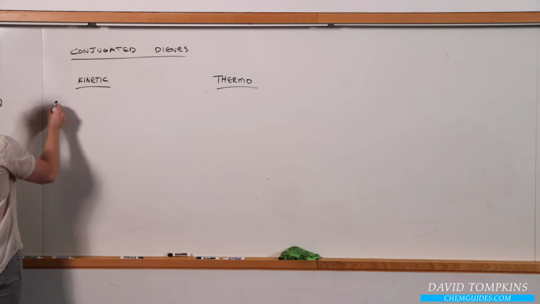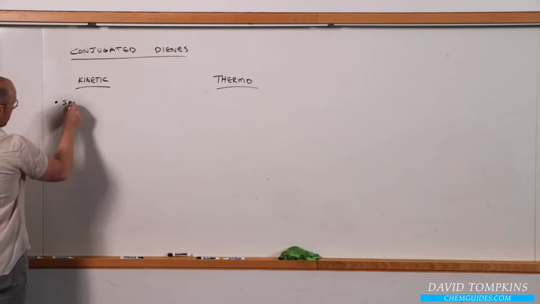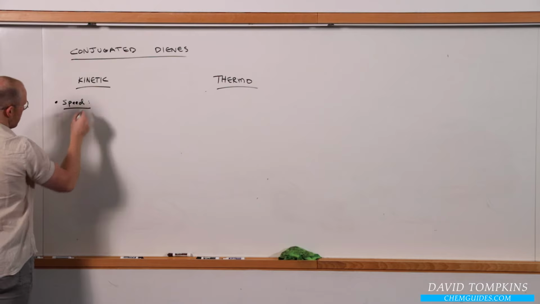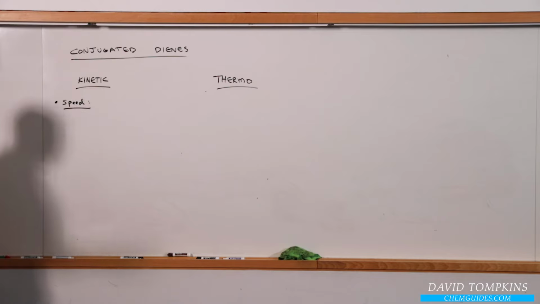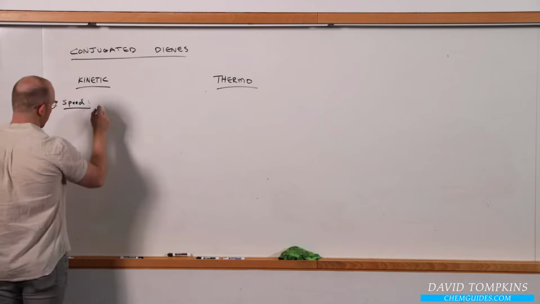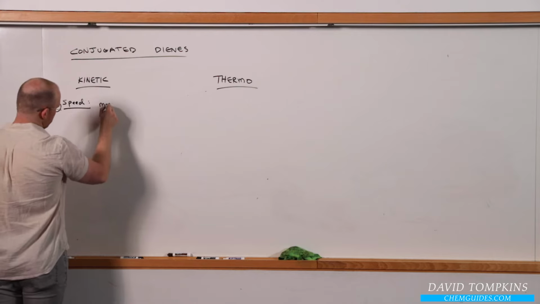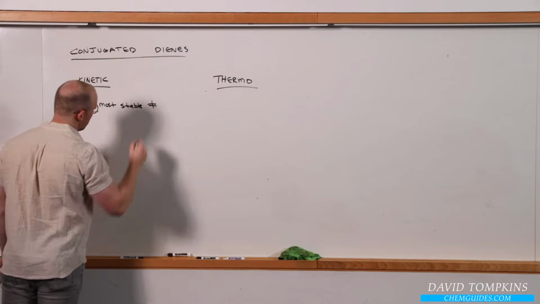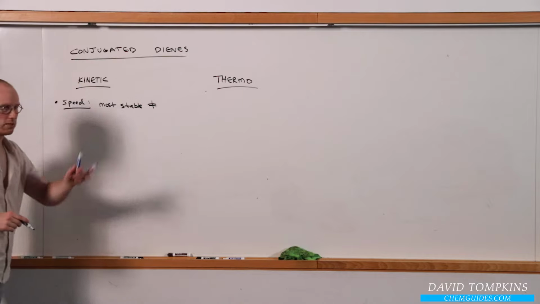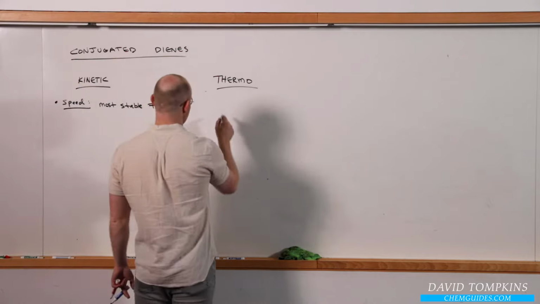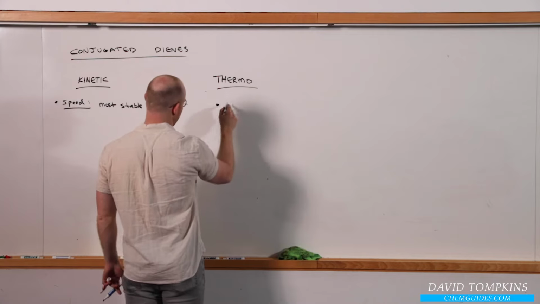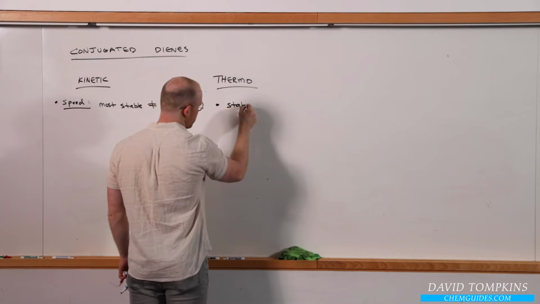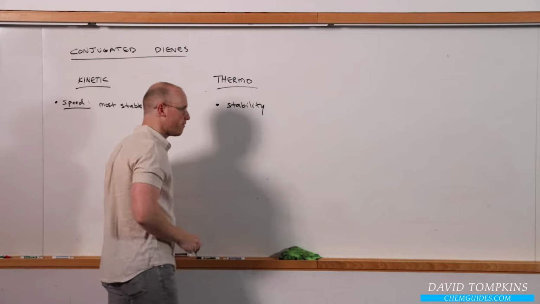So kinetic is all about speed. It doesn't care about where the final product is in terms of energy. It's all about what's the most stable transition state. Transition state is indicated by double dagger. Thermo is all about stability, not of the transition state, but stability of the final product.